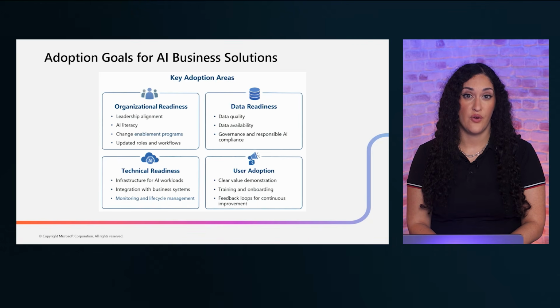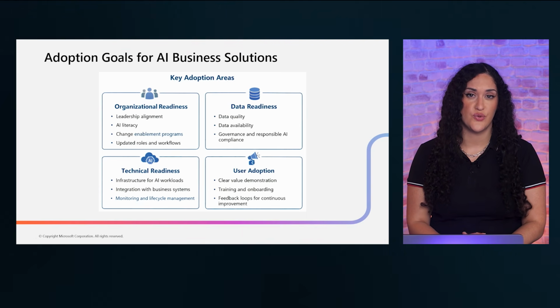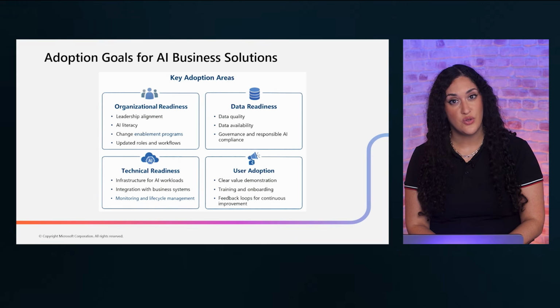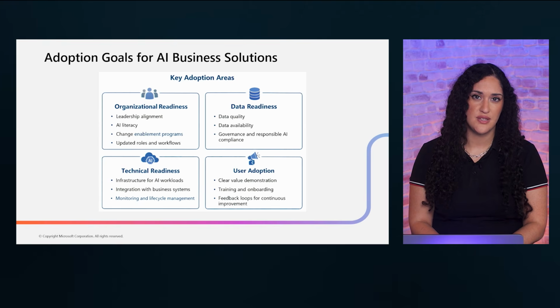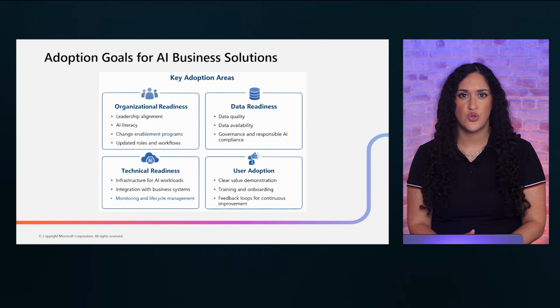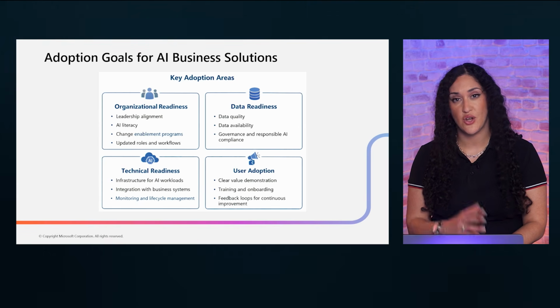Adoption goals prepare your organization to use AI at scale. They're broader than success criteria and focus on readiness across 4 dimensions. Organizational readiness means leadership alignment, AI literacy, and change enablement. Data readiness ensures your information is accessible, clean, and governed.